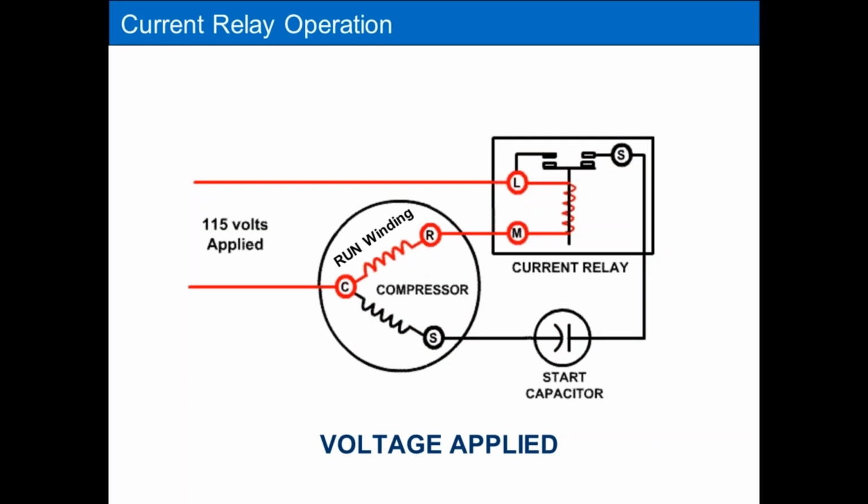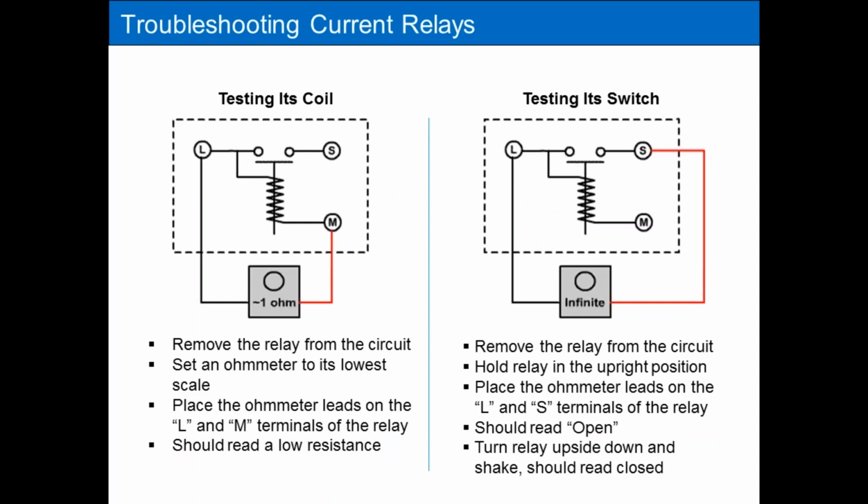Knowing that, we can talk about how to troubleshoot it. When these fail, they're either going to fail with a bad coil or bad contacts. I can check the coil by measuring my resistance across the coil. De-energize the voltage, take the relay out of the circuit, and measure the resistance of the coil. These coil resistances should be very low, less than an ohm. If you read a very high resistance or an infinite resistance, the coil is bad.